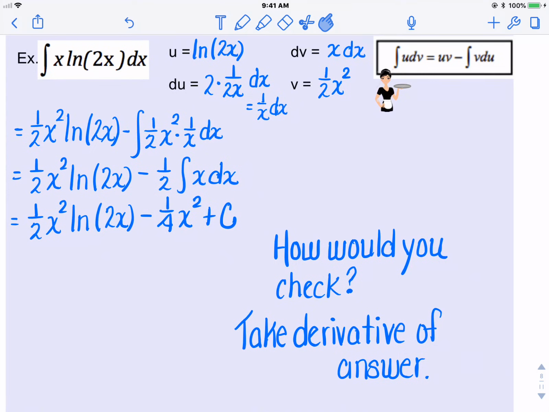If you're back, then you're checking to see that first of all you took care of your du and your v correctly, and then that you went ahead and found the general antiderivative for that expression. Reminding yourself, how could you check? You would take the derivative of this entire expression and see that it matches your original integrand.